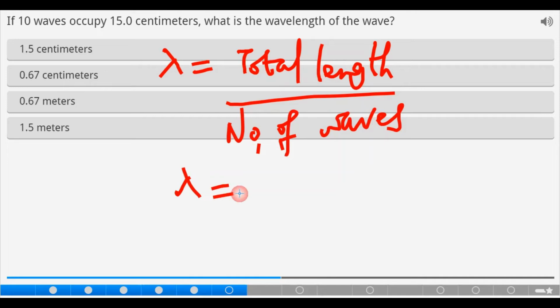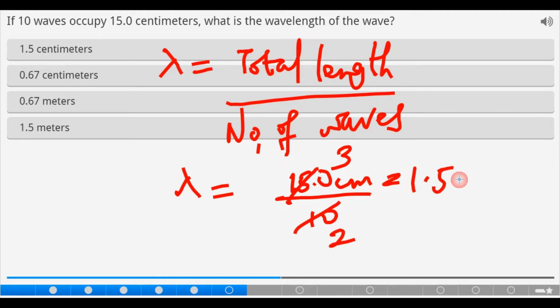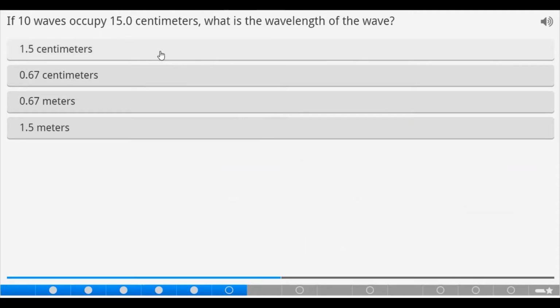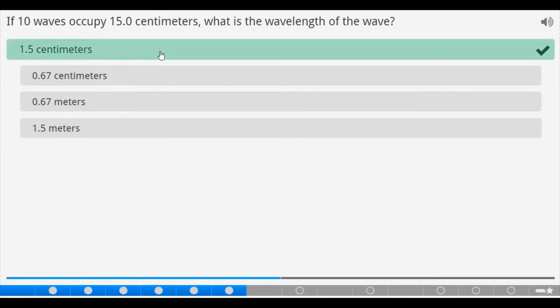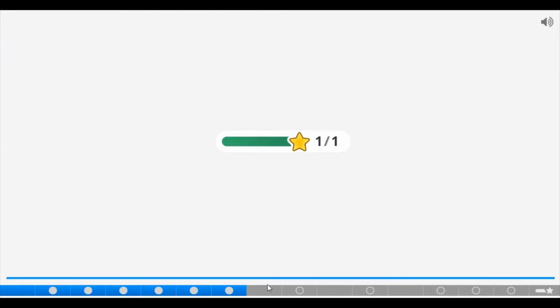So what is our wavelength now? The number of waves is 10, while the total length is 15.0 centimeters. So we still have 10 here, and that means 5 here, correct? 15 divided by 10 gives us 1.5 centimeters. So we now have the wavelength of the wave to be 1.5 centimeters. So let's pick it and check. That's confirmed. Let's move on.